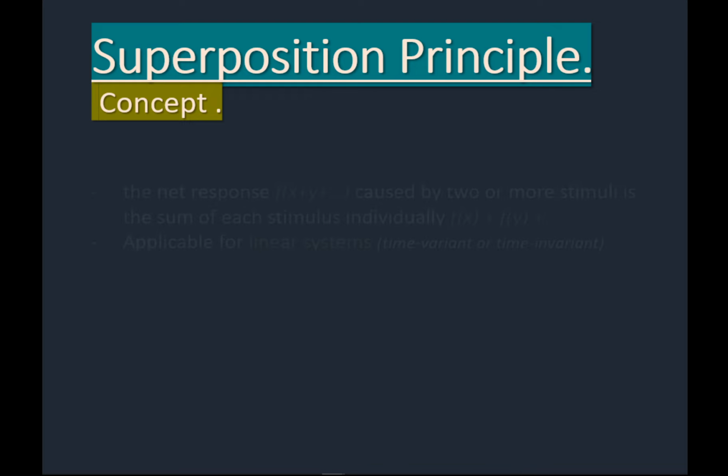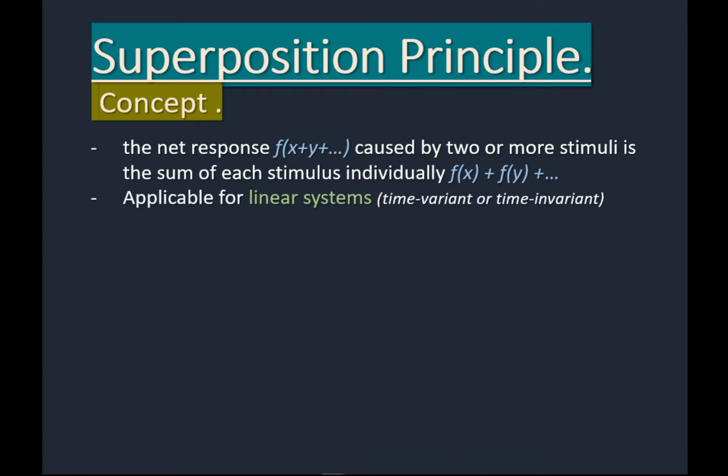The superposition principle can be expressed in this definition. The net response f(x + y + ...) caused by two or more stimuli is the sum of each stimulus individually. Basically, we have this expression: f(x + y + k) is equal to f(x) + f(y) + f(k). This is applicable for linear systems, either time-varying or time-invariant.